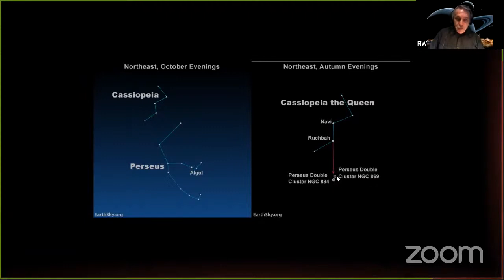Now you might say, why are there two of them? Well, actually, because I guess they knew if they didn't put two open clusters here, that Perseus and his mother-in-law, Cassiopeia, would probably end up fighting over it, so they put two so each one could have one. Let me go on to the next picture.